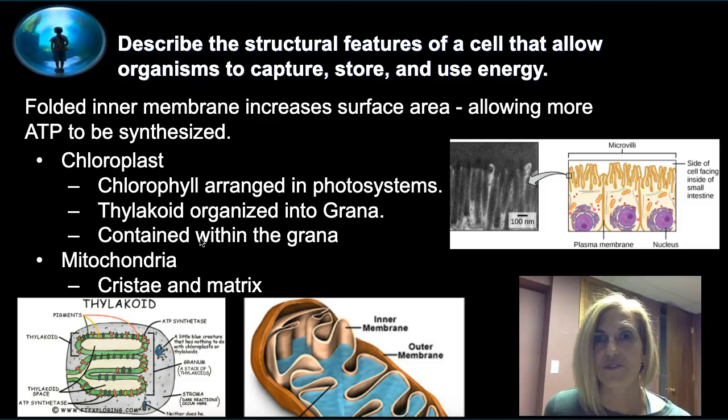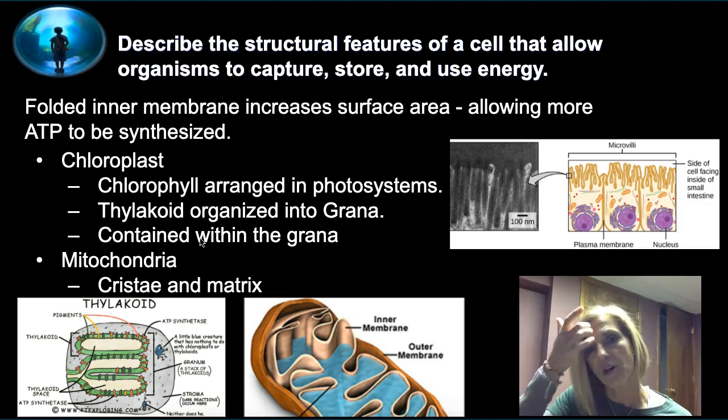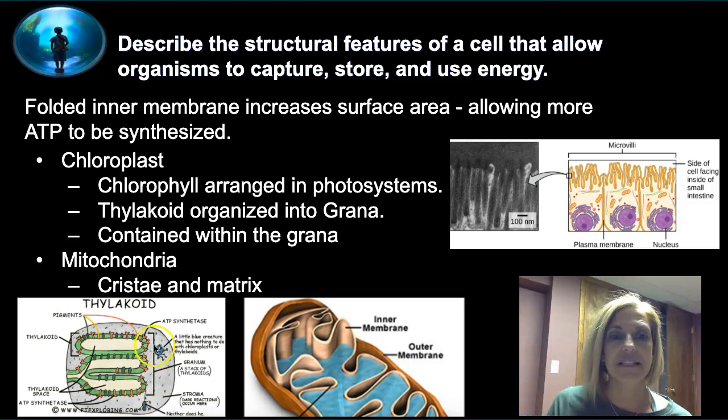Describe the structural features of a cell that allow organisms to capture, store, and use energy. So right away, you're going to think of chloroplasts and mitochondria when you read that, right? So one of the big things in this is surface area, and how by increasing surface area, you're increasing the area that can do work, right? So both of these, this is the thylakoid. Each one of these is a thylakoid all put into a granum, the sac.